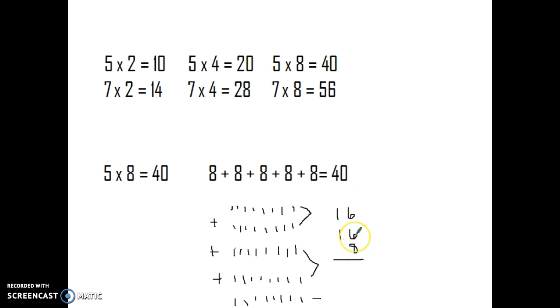So 6 plus 6 is 12, plus 8 is 20. So I'm going to put a 0 there and a 2 up here. So that's 20, 2 tens and 0 ones, which is a total of, like we said, 40.